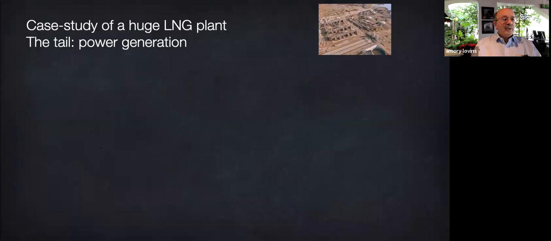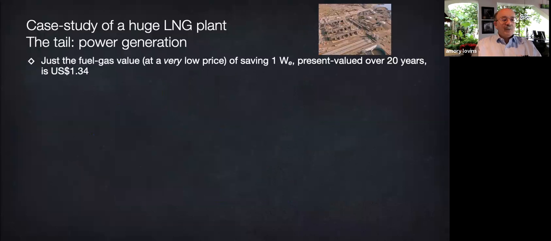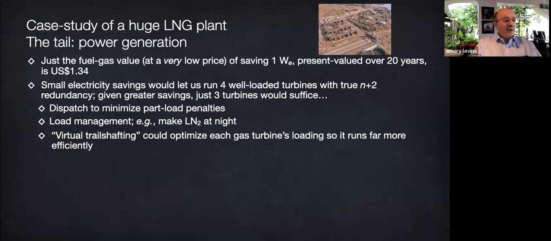Now, the big tail of this juicy lobster was its power plant, which used simple cycle gas turbines run inefficiently and hence expensively. If we could save a little electricity, we could shut down some turbines altogether. And to facilitate that, we could start adjusting operations for better load management, like making liquid nitrogen at night when it's cooler and the turbines run better and the plant's drawing less power.